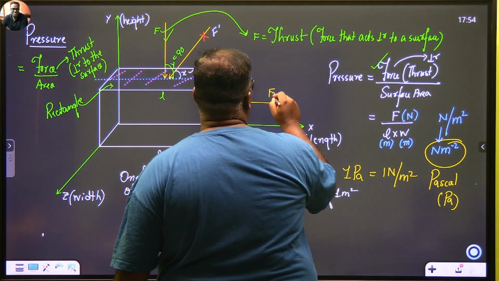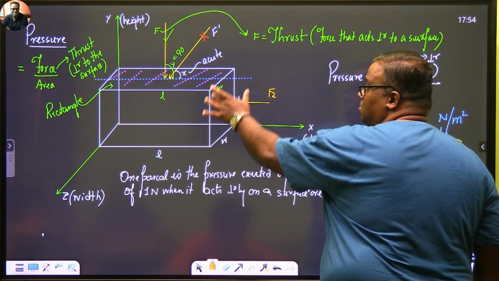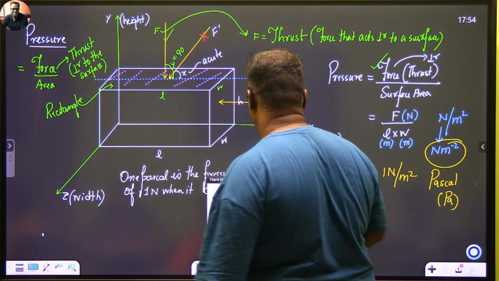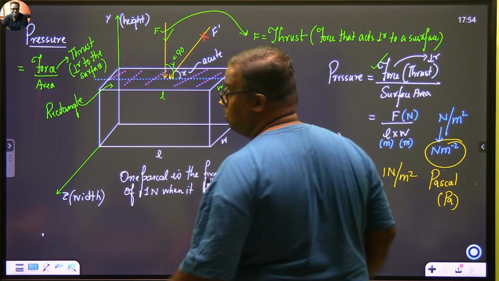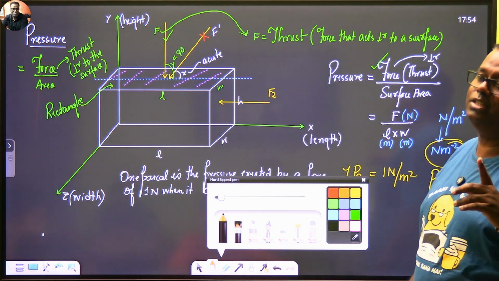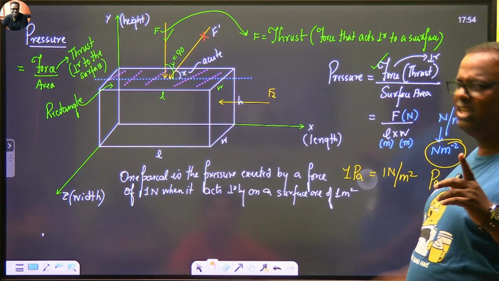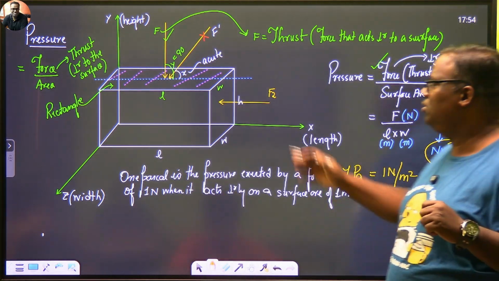Let's say this force is given by F2. F2 is a force which is acting at 90 degrees to the right hand side. So how much will be the pressure? You should first ask, is F2 acting perpendicularly? Yes, F2 is acting perpendicularly.